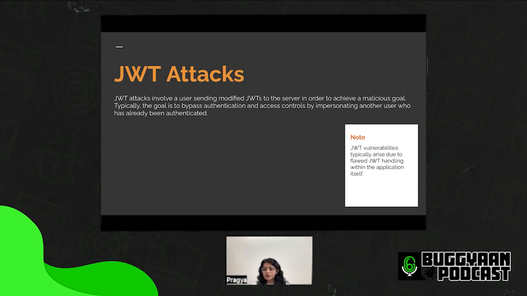So JWT vulnerabilities typically arise due to flawed JWT handling within the application itself. So for JWT attacks, what we do is we try to send a modified token to the server and do some malicious activities such as impersonating a user or accessing resources that we are not allowed to. And these attacks are actually possible because of flawed implementation, that's all. So if you're implementing JWT in your ecosystem, you just need to make sure that you're following all the best practices to prevent any kind of JWT vulnerabilities.